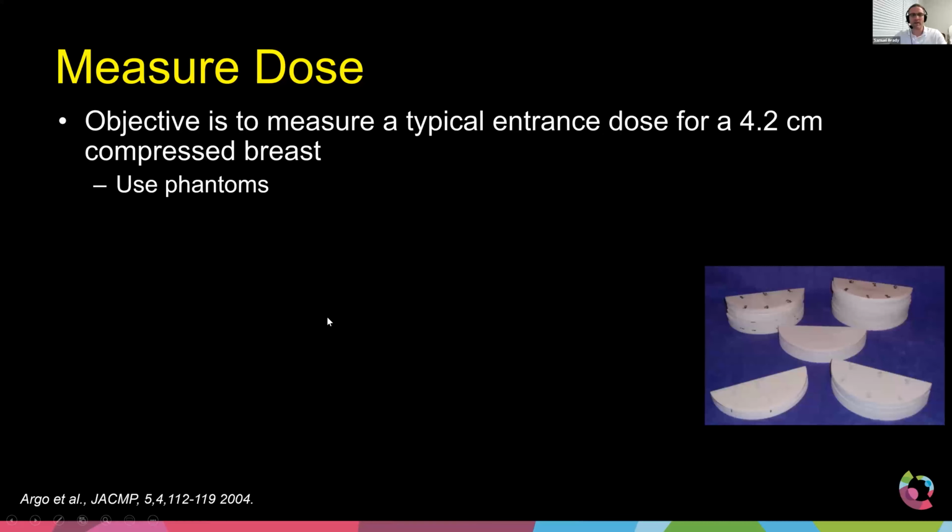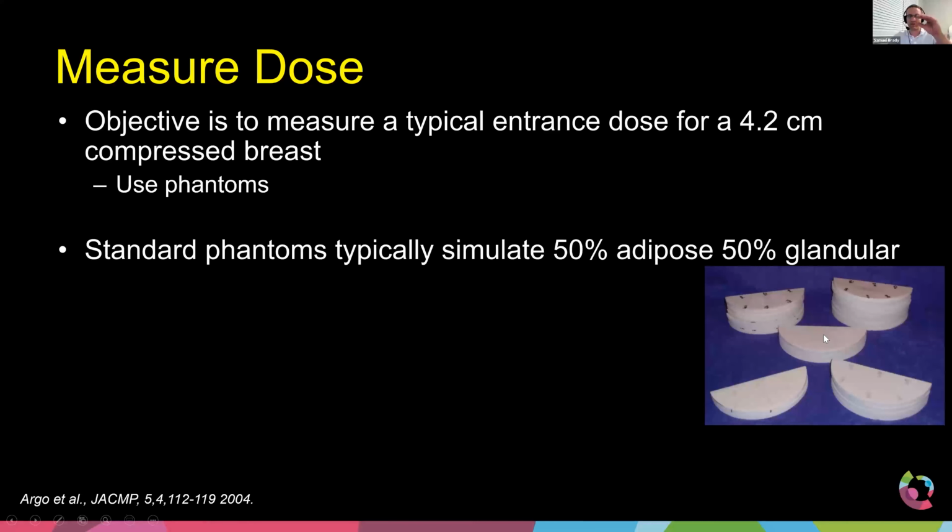All right, so everything we've been talking about is based on the standard breast dose model. So let's talk a little bit about that breast dose model. First thing first, we assume that the standard breast dose model has a compressed thickness of 4.2 centimeters, and so we use a phantom to mimic that thickness. And then we assume that the breast is made up of equal parts fat and glandular, 50% fat and 50% glandularity. I call it the mythical 50-50 breast.